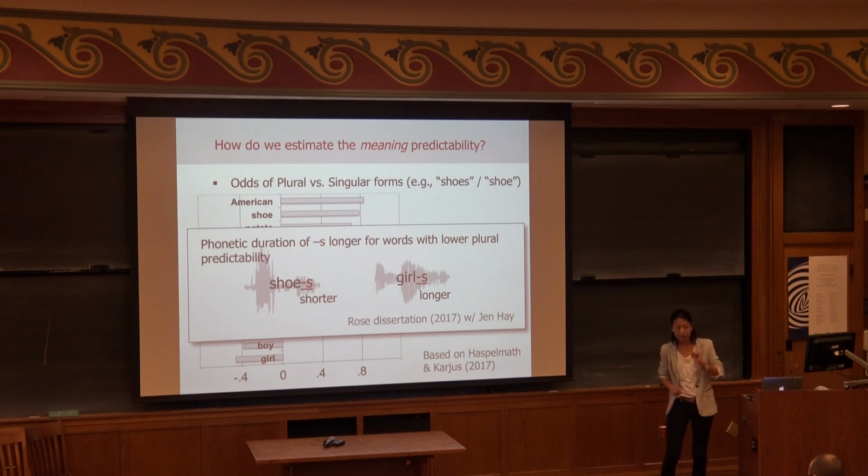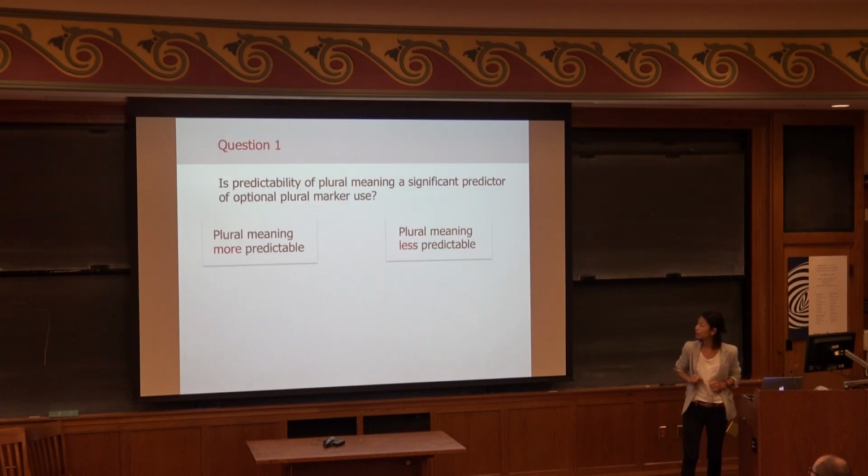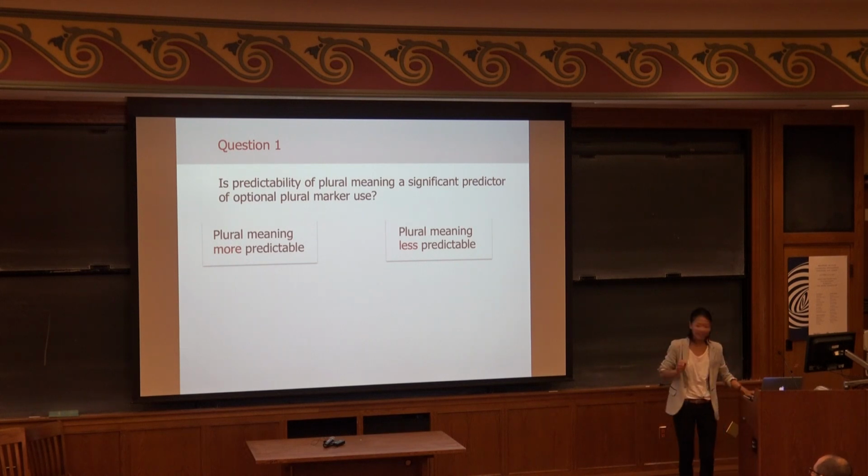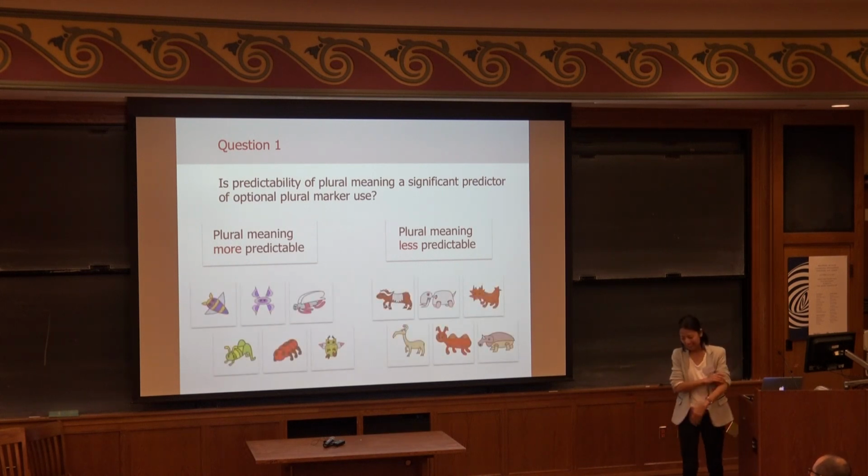So in order to tease them apart, we wanted to create a system where we can explicitly control the meaning predictability independent of the form predictability. So that's what we are trying to do in this study. The first question is, if we create such a system, is the predictability of plural meaning a significant predictor of optional plural marker use? So we created two classes of nouns, and we created a bunch of novel items, and I'm going to show you how we did that.